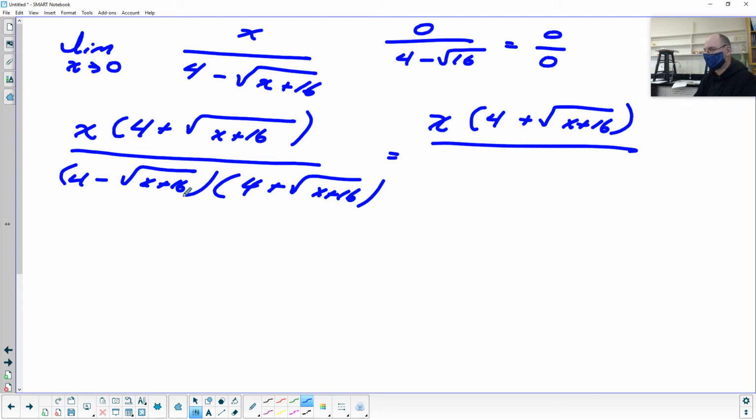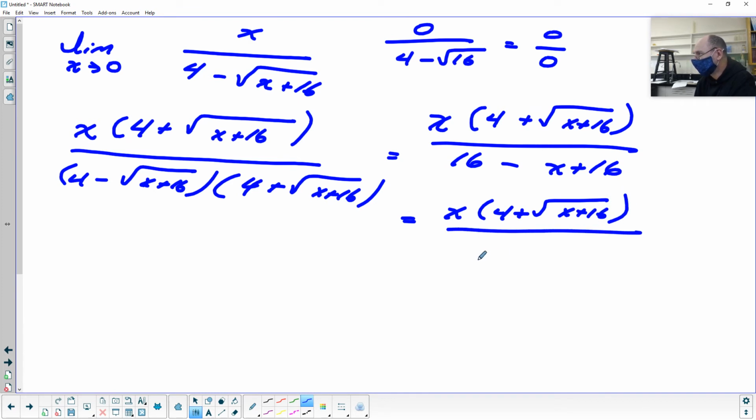Whenever you have conjugate forms, it's the square of the first minus the square of the last. So the square of the first is 16 minus the square of x plus 16, which is x plus 16. So that's going to give you x times 4 plus the root of x plus 16 over, in this case, negative x. So I cancel out the x's, and that's going to be a negative 1 on the bottom.